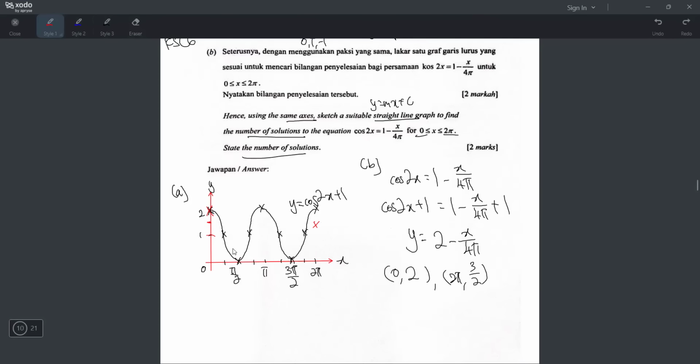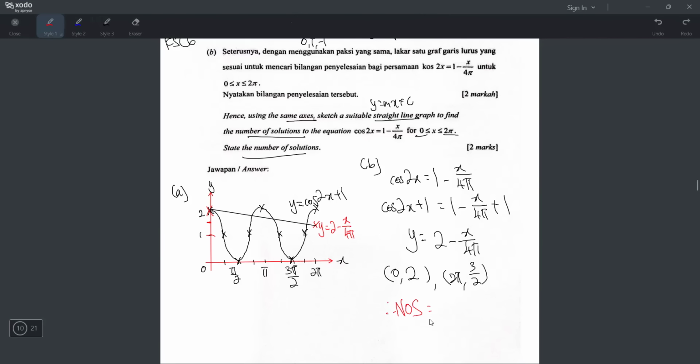Okay, now you can use your ruler. Join these 2 points like that. Okay, but not too long. Only until 2 pi only. They already said draw the line until 2 pi only. So we cannot extend the line. Just stop here. Right? And of course, we have to write the equation of the line also. y equals 2 minus x over 4 pi.